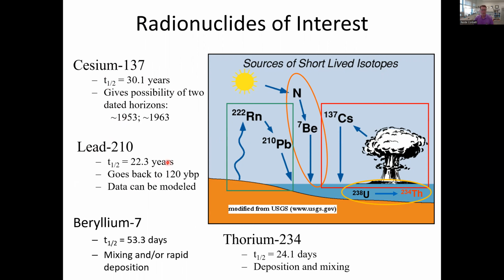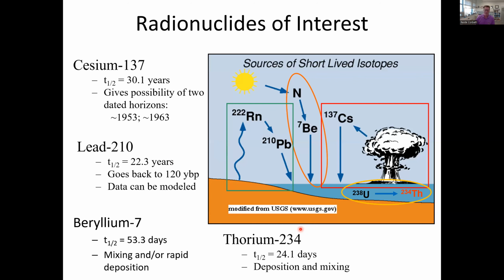Lead-210 with a half-life of 22.3 years, ultimately can be used for the last 100 to 120 years, looking at sediment deposition, sediment accumulation across a lot of different environments. And then there's shorter-lived radionuclides that I use a lot for looking at short-term sediment dynamics, whether that's mixing or rapid deposition, are beryllium-7 with a half-life of 53 days, and in the marine environment, thorium-234 with a half-life of roughly 24 days. I'll try to cover different aspects of these throughout this presentation.